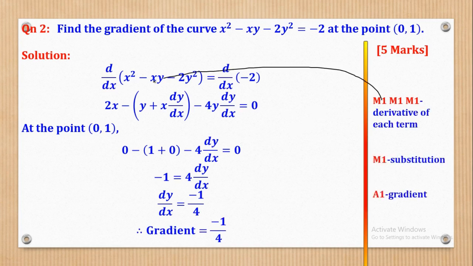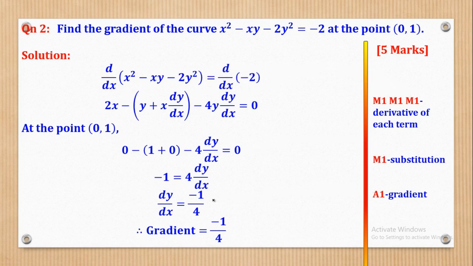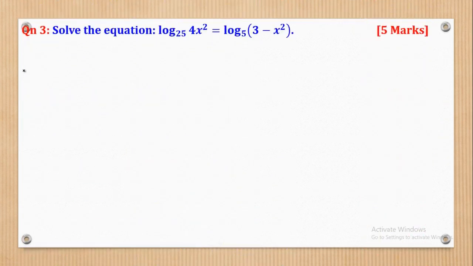So M1 for this derivative, M1 for this derivative, M1 for this derivative, equating it to 0. Then M1 for this substitution, A1 for the gradient. So that was question 2. Now we shall go to question 3, which says solve this equation.